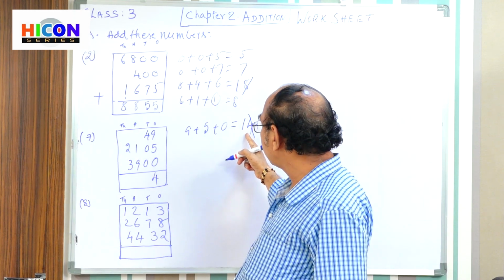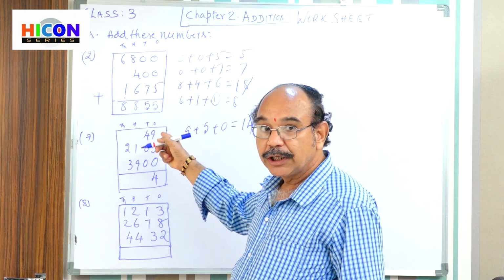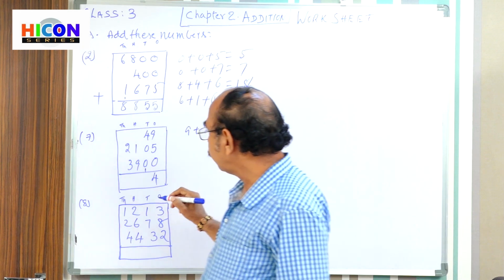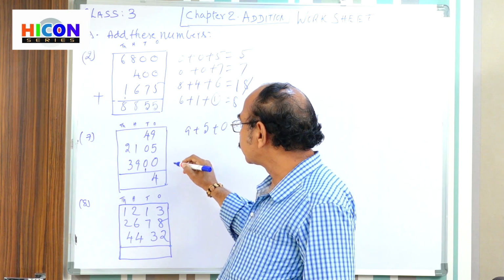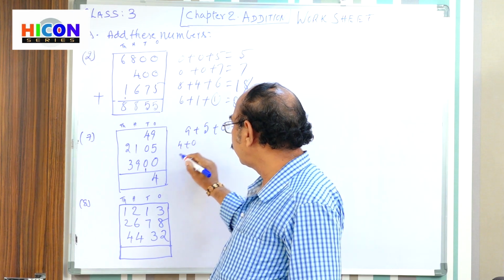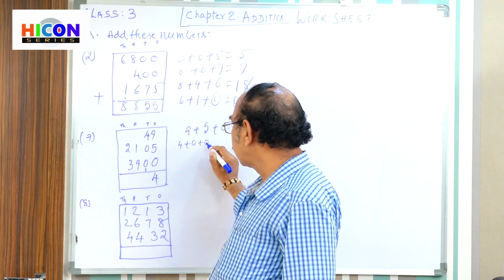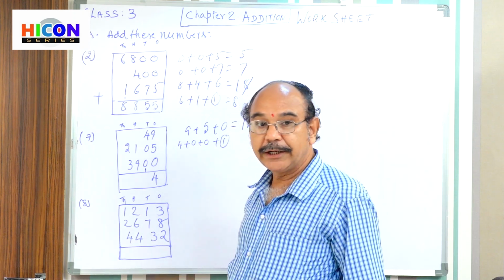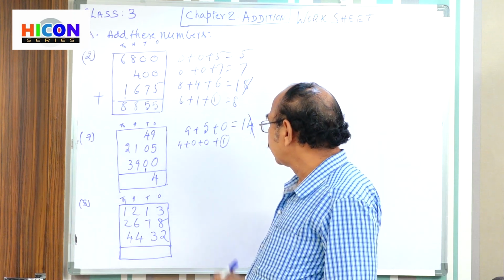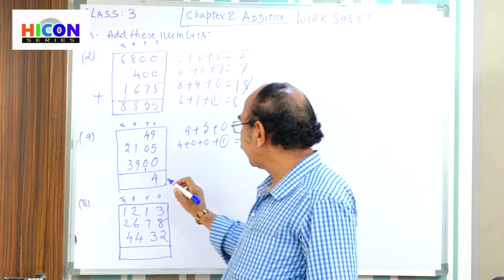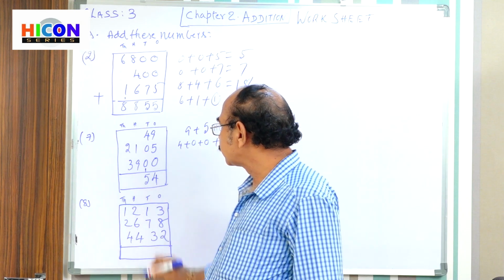Now 1 is there, no? Now 1 is to be carried to the tens place. So here write 1. Now add the digits in the tens place. What are there here? 4 is there. 0. Next one also 0. And 1 is the carried number. Now 4 plus 1 is 5. So we write 5 in the tens place.